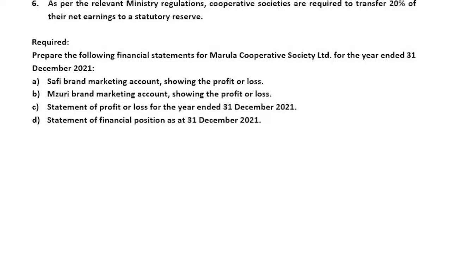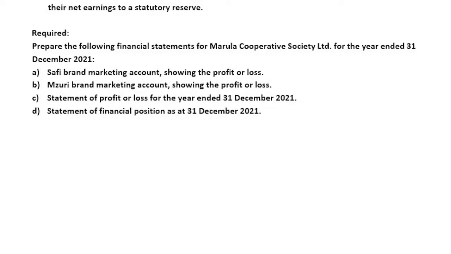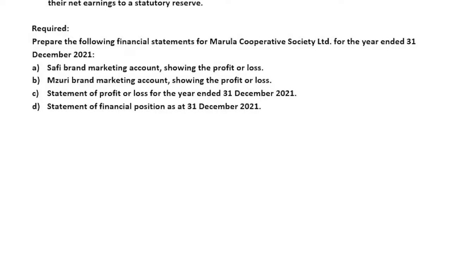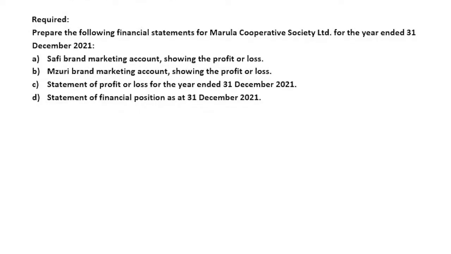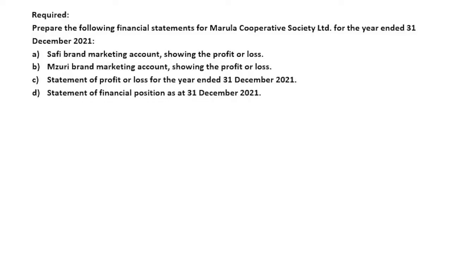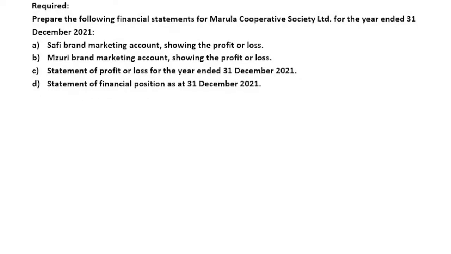And Part C, Statement of Profit or Loss for the year which ended 31st of December 2021. And finally, Statement of Financial Position. So as far as the first two accounts are concerned, Part A and Part B, you're required to prepare the marketing account of the two coffee brands.